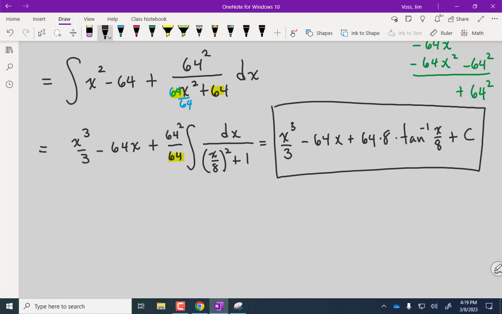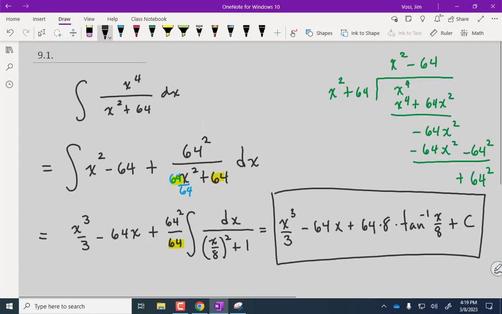Yeah. How do you know you had to do the top heavy dividing? Top heavy. If the denominator has a smaller power than the numerator, it's top heavy, so you have to divide it.